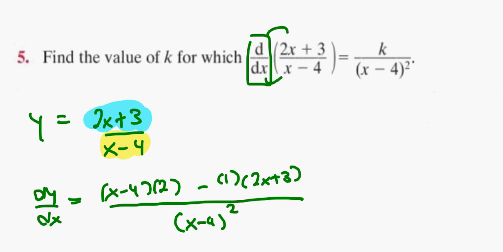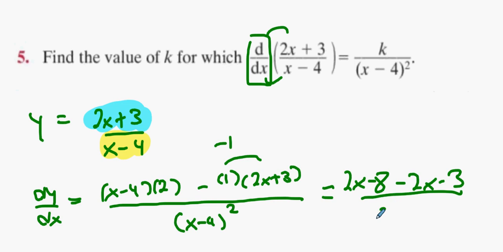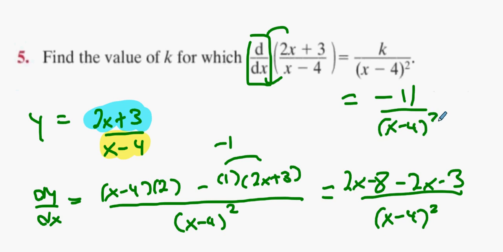Right. Multiply it out. 2x minus 8 on top. Minus 1 times 2x is minus 2x, minus 3, all over (x minus 4) squared. The answer you're looking for here is minus 11 over (x minus 4) squared. That just means k obviously was minus 11. Who got k equals minus 11?